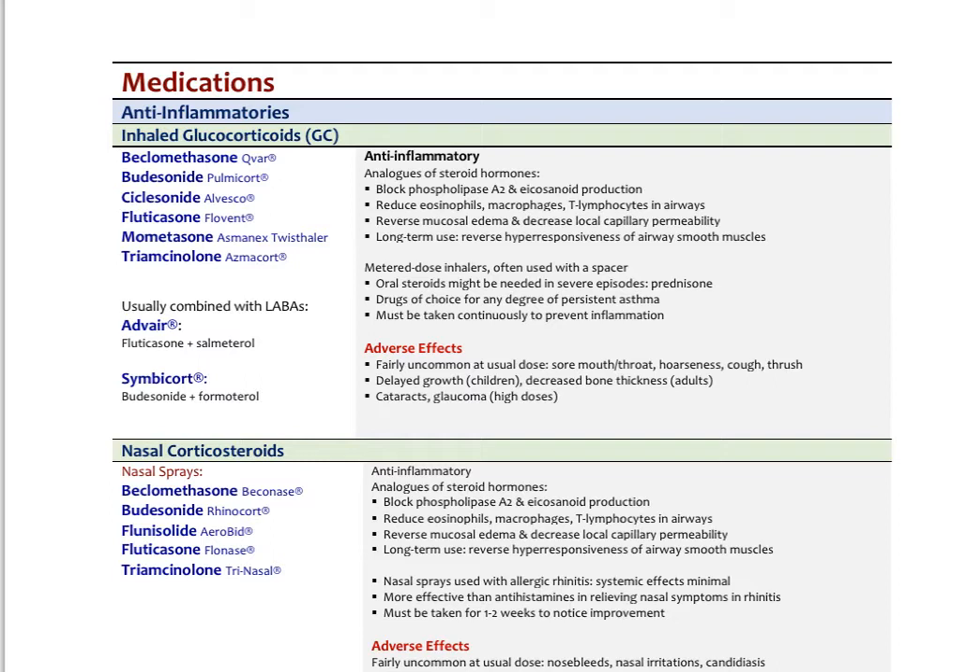So what they do is they actually block phospholipase A2. This is an enzyme in your cell membranes. When there is any inflammation in a cell or around a cell, this enzyme becomes active. It cleaves off fatty acids in your cell membranes, and those go on to make pro-inflammatory eicosanoids like the prostaglandins and leukotrienes.